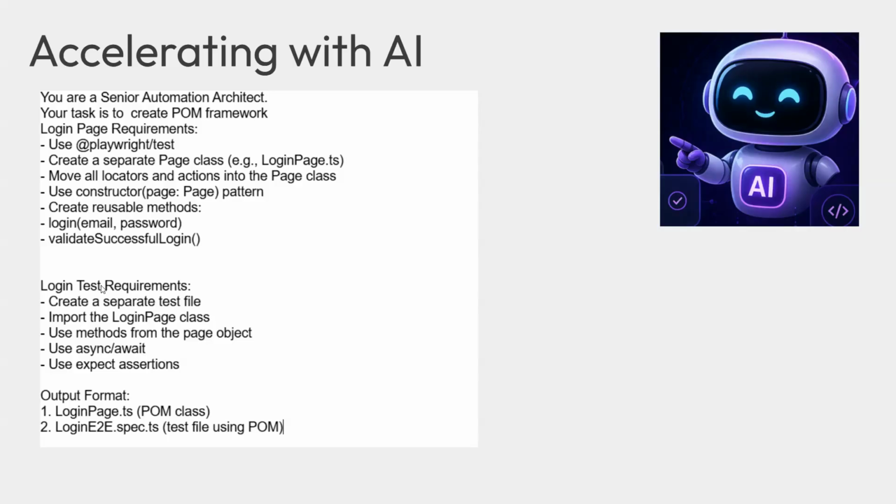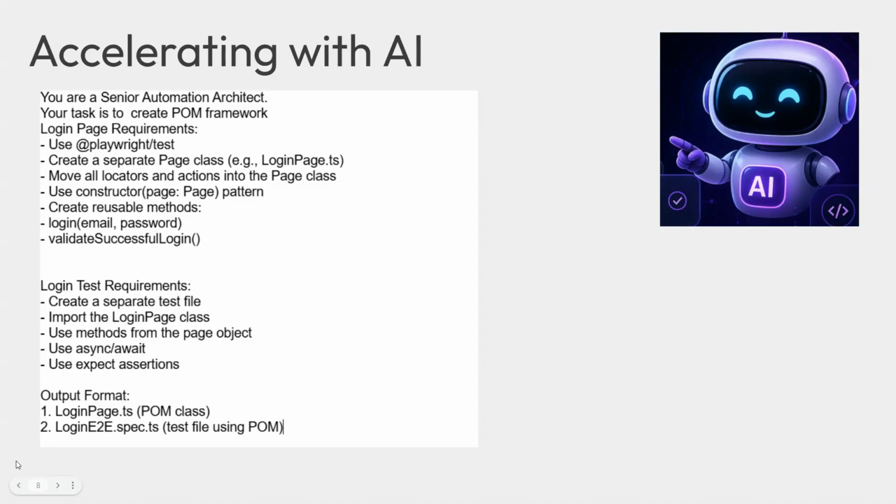When it comes to login test, you will create the object of the login page. So when the object is created, obviously the constructor gets called and the locators get initialized, and then use these methods. Which methods? Login and validate successful login for the testing purpose. So I'm expecting two output files this time, login page and login end-to-end spec file. Okay, so simple yet detailed prompt I have asked.